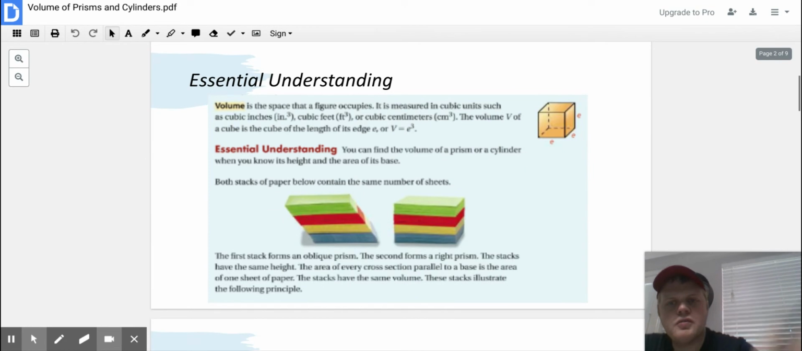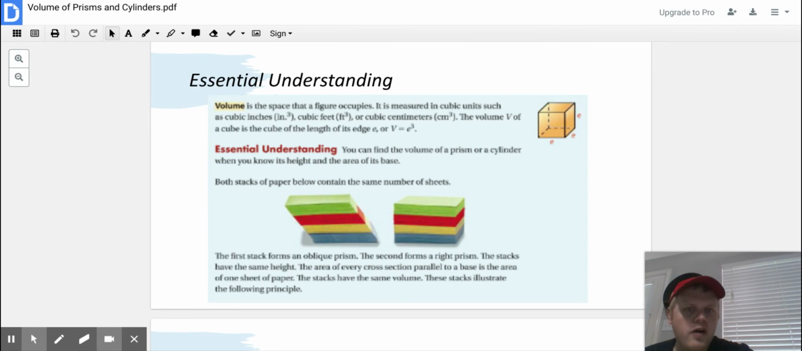Volume is the space that a figure occupies. It is measured in cubic units, such as cubic inches, cubic feet, or cubic centimeters. So again, the exponent is going to be a 3 now. Anytime we see the word volume, understand that the units we're going to use, whether it's inches, centimeters, whatever it may be, are all going to be cubed.